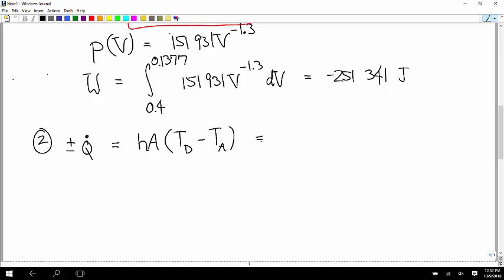And that's equal to 80 in SI units. That's the H. The A is 1 times 10 to the minus 2. And for the change in temperature, we're given that the air is 20 degrees Celsius. Trying to calculate the temperature of the device. So that's in Celsius. And it's okay to leave that in Celsius for this case because that's a difference in temperature. And the difference in Celsius is the same as the difference in Kelvin.